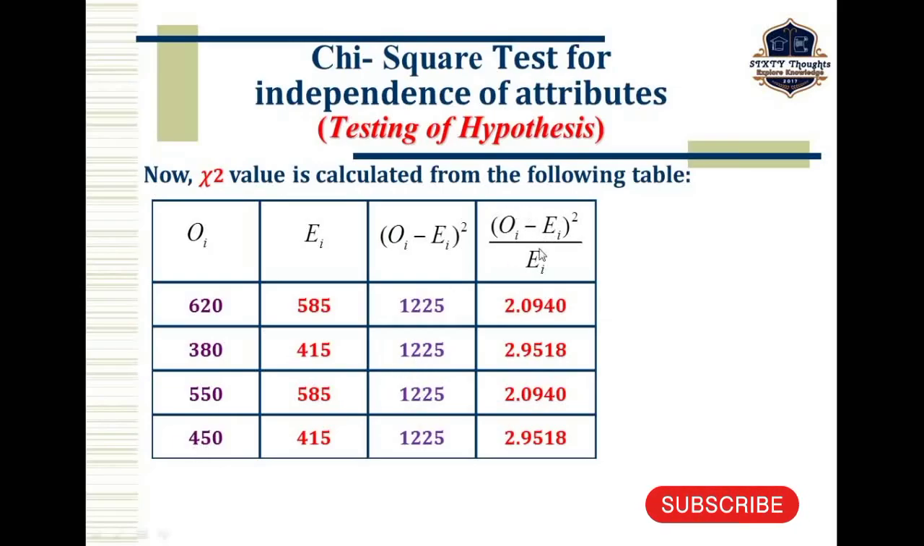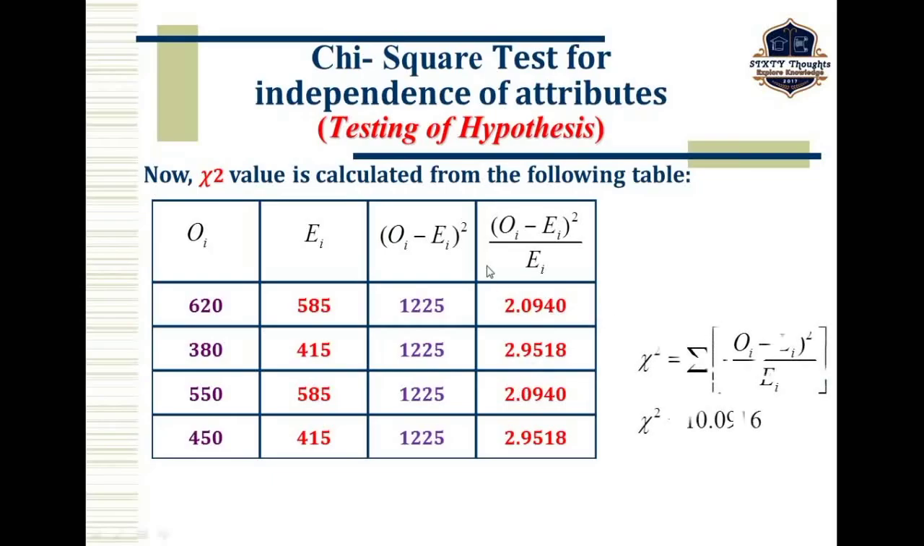Next, I am going to find this term. How to find this one? Dividing column 3 by column 2, you get this answer. That means 1225 by 585, you get 2.0940. Likewise, we get the remaining values. Okay, so what is the chi-square formula? Chi-square equals the sum of this term. That means adding these four values, we get 10.0916. This is called the chi-square value, and also it is called the obtained value, right?